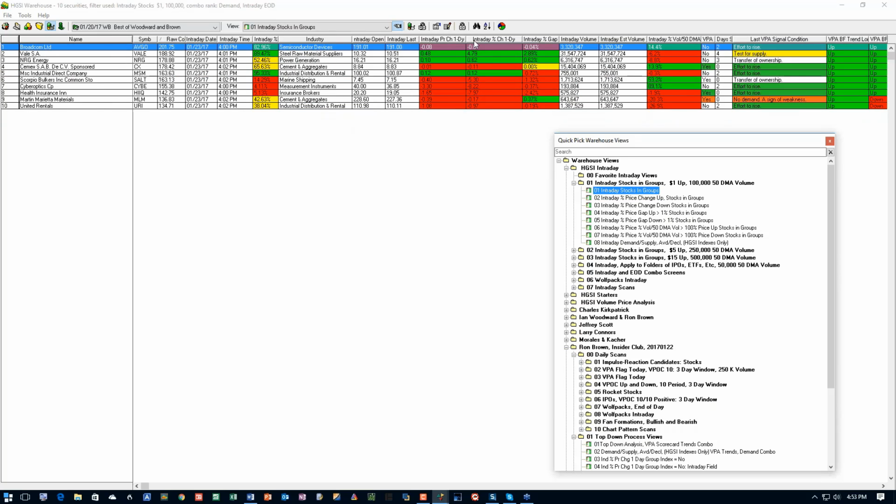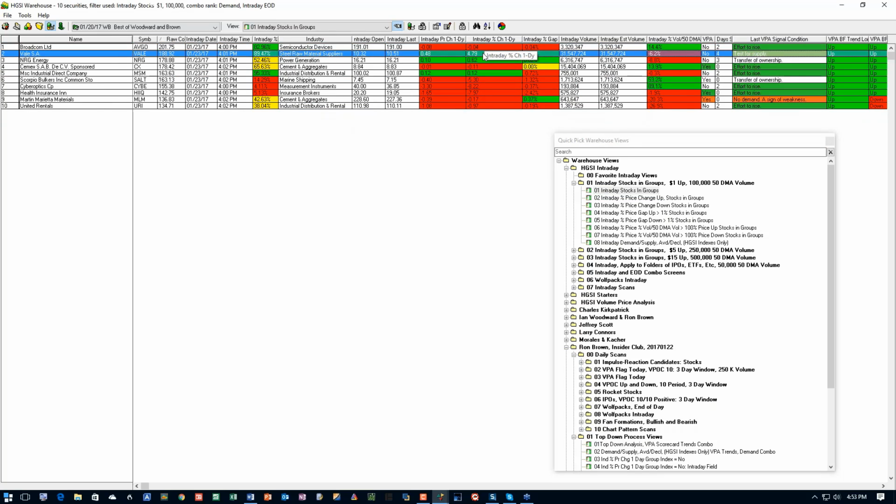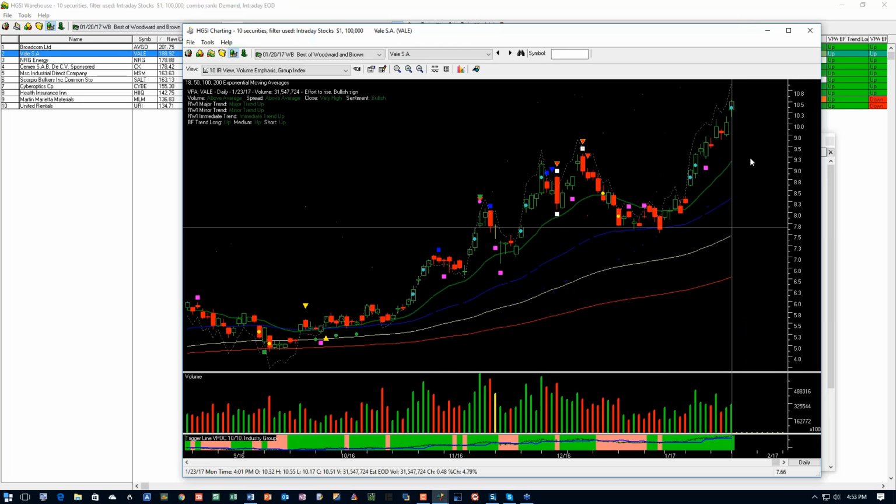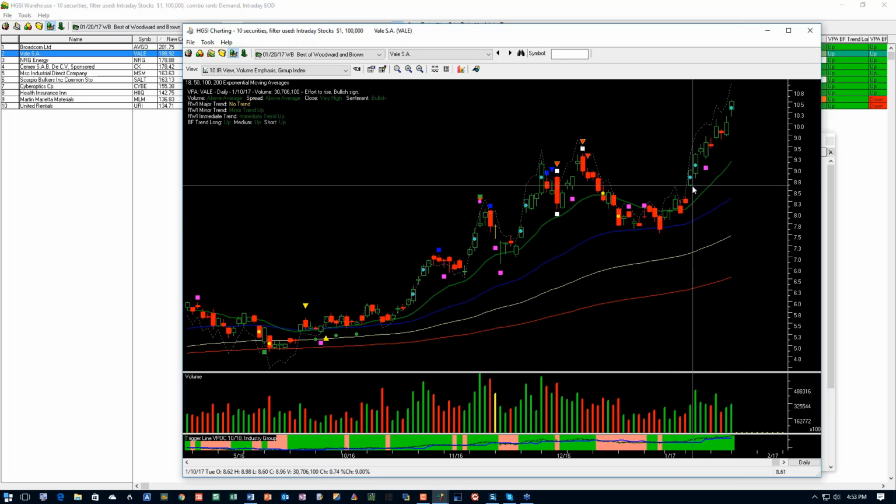Vale, V-A-L-E, this is a stock that's been coming up with this scan that I've been talking about with the moving averages stacked, and it was up another 4.79% today. Here is where the signal occurred with that fan. How do I know that? Because the fan was intact.